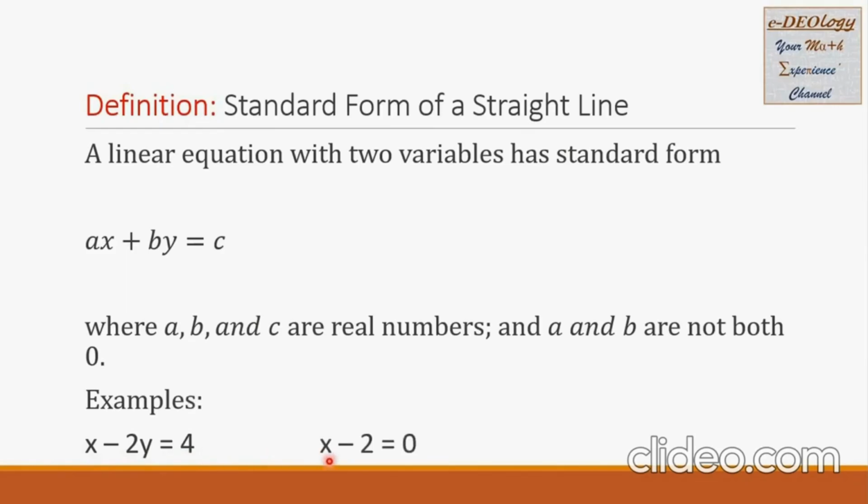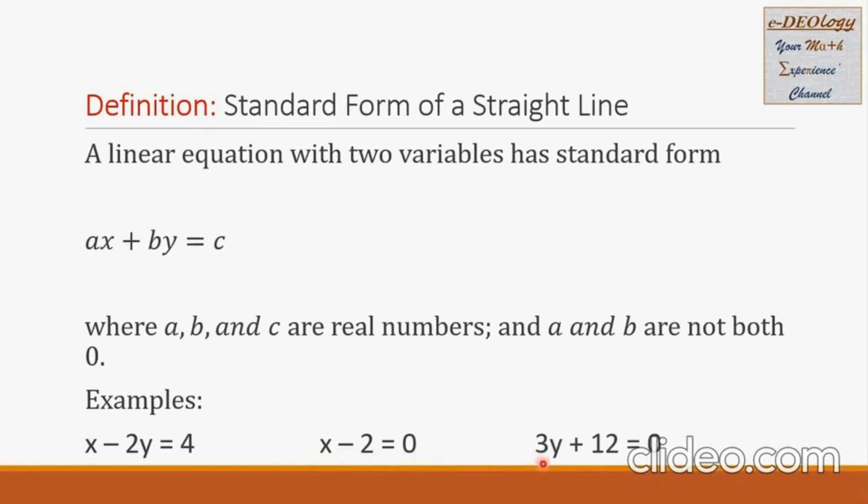Let's have another example. x minus 2 equals 0. We can observe here that there is no y variable. Anyway, let us collect the values for a, b, and c. The a is the coefficient of x, and that is 1. There is no variable y. It means the value of b is 0. This negative 2 constant can be transposed on the right side, and that becomes positive. So the value of c is positive 2.